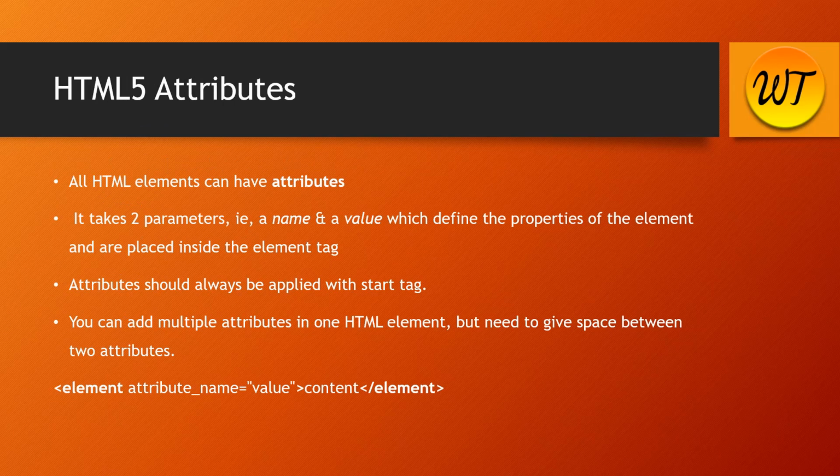HTML5 attributes in detail. All HTML elements can have attributes. It takes two parameters, that is name and a value, which define the properties of the element. Attributes should always be applied within the start tag, not in the end tag. And you can add multiple attributes by using a space between the two attributes. So for example, the element, the tag name, I'm putting an attribute name equal to value, close the start tag, put the content and close the tag.